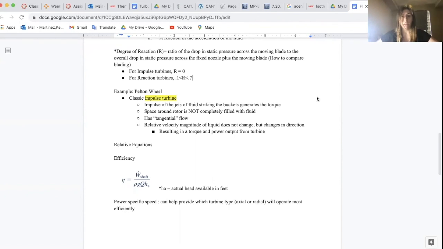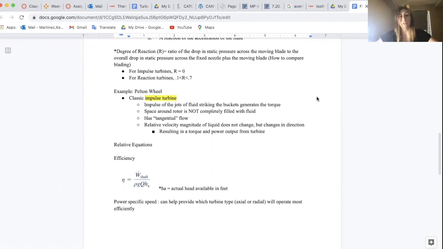Also, the relative velocity magnitude of the liquid in the impulse turbine does not change. However, it changes in direction. This change in direction results in a torque and a power output from the turbine, which is how the impulse of the jets generates the torque.